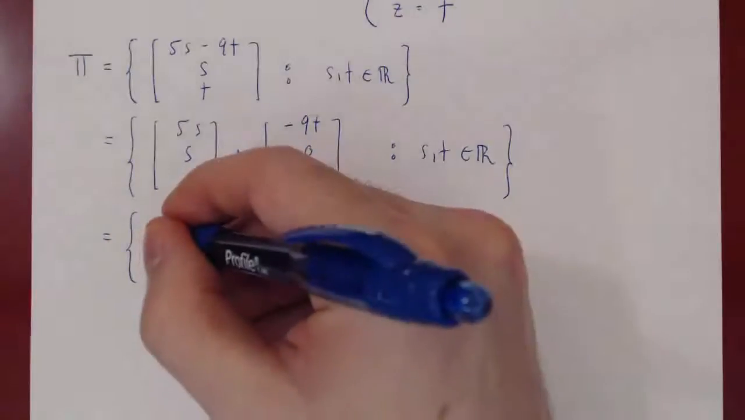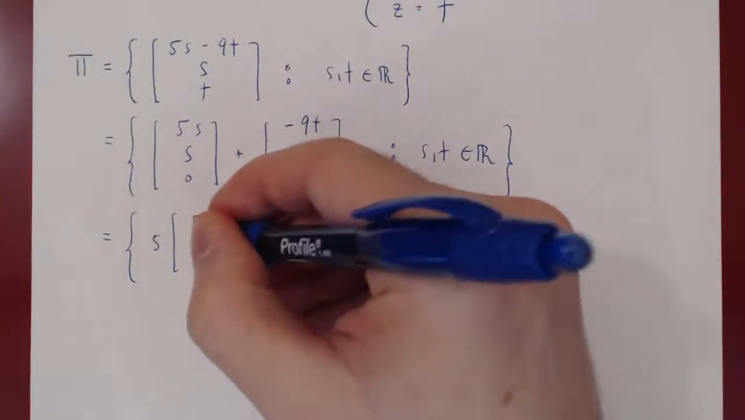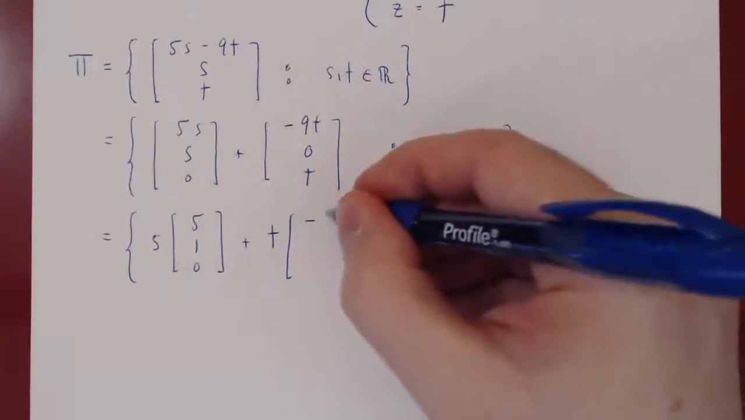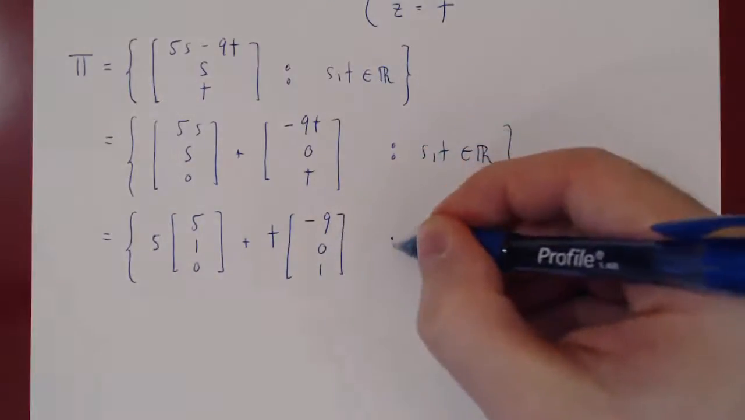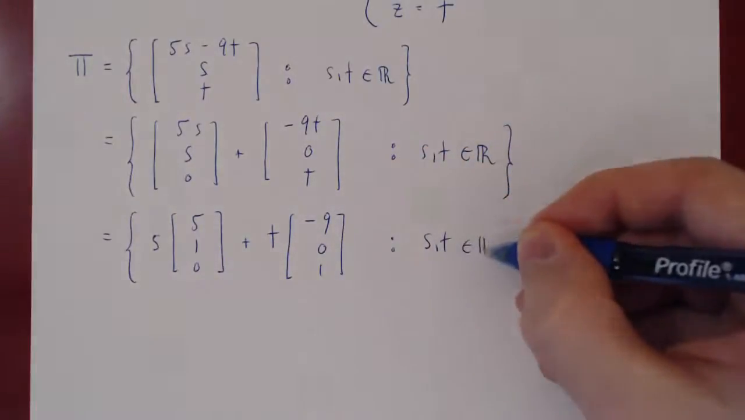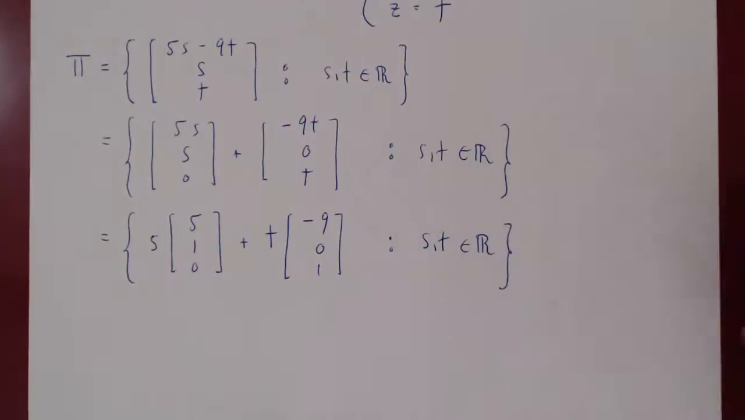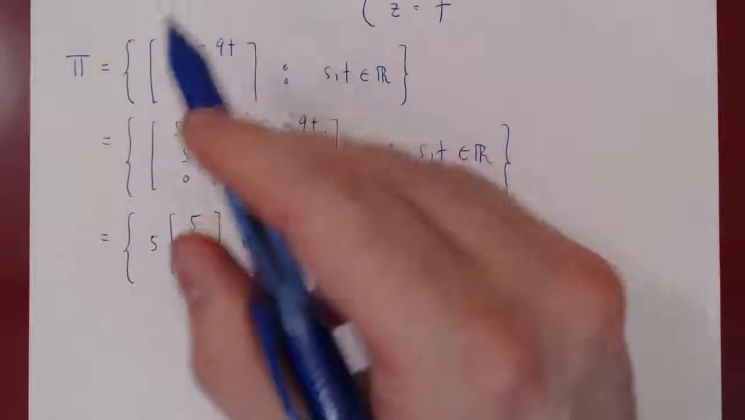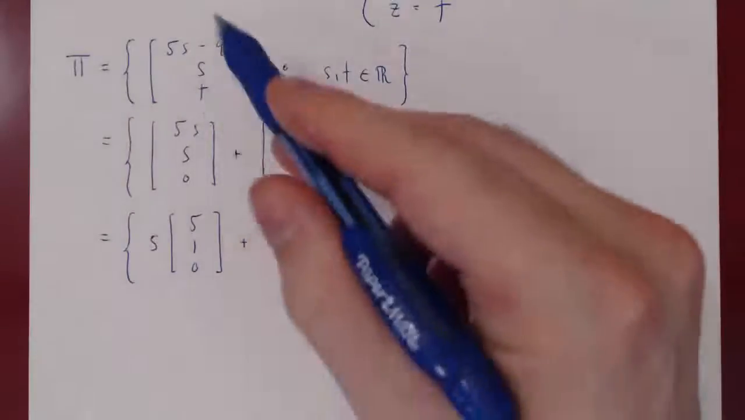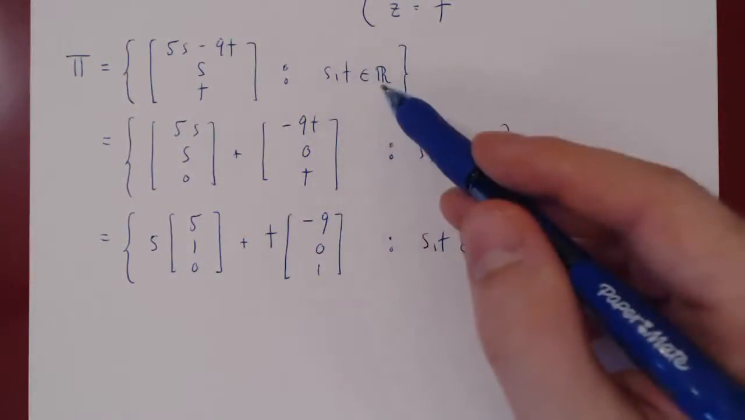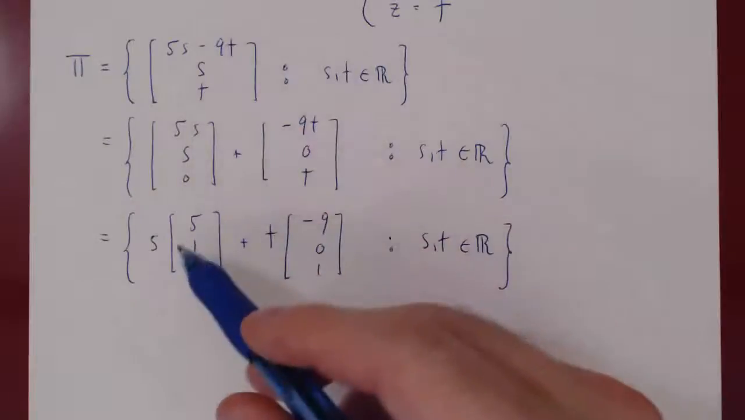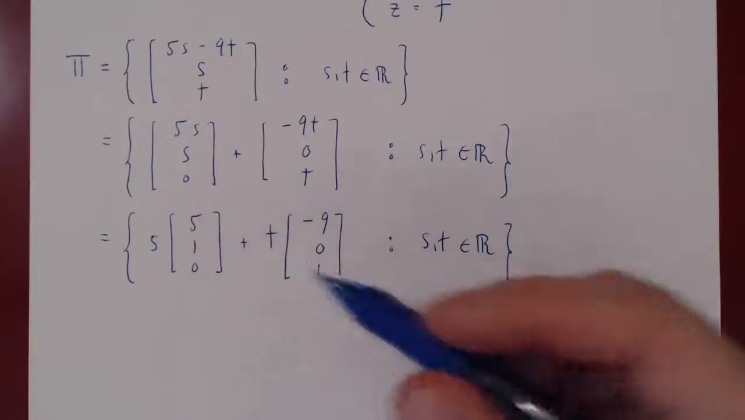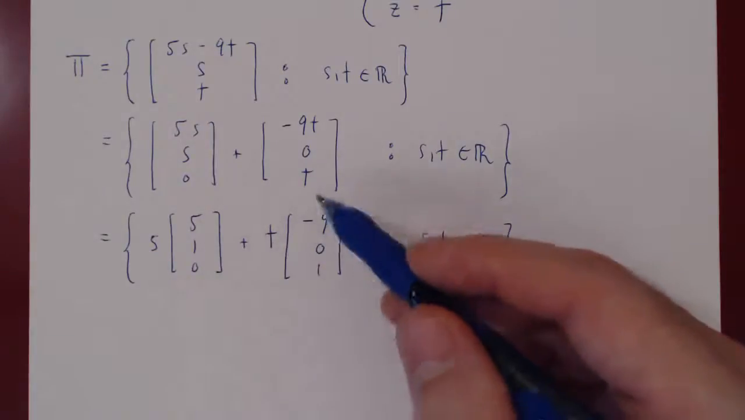So we will get the vector s times the vector 5, 1, 0, plus t times the vector negative 9, 0, 1, where again s and t are allowed to range over all possible real numbers. And now think of what we have here. We have expressed the plane pi as the set of points or vectors of this form, where s and t are allowed to range over all real numbers. If you break this up into this form, you get any possible multiple of this vector plus any other possible multiple of this vector.